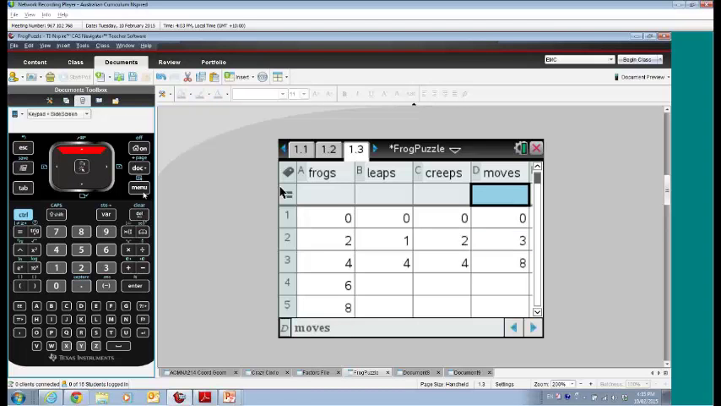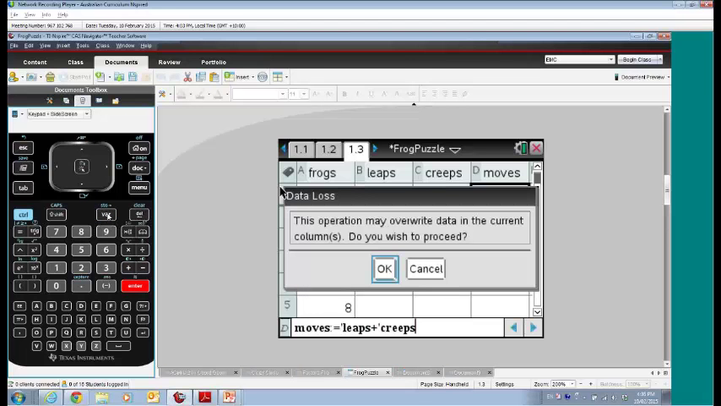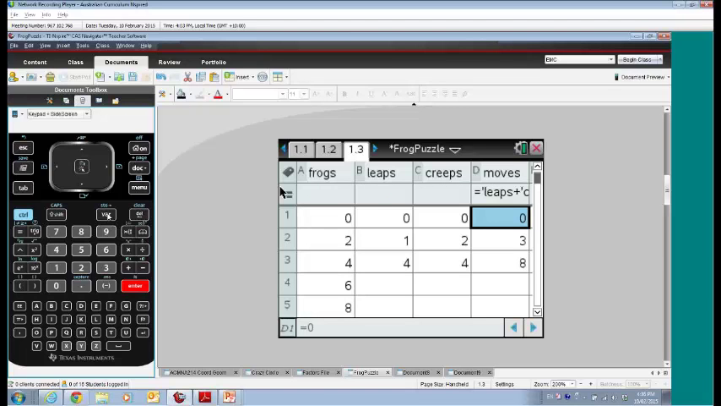There's a much easier way, and I prefer this way in this particular one because it refers to the number of moves. So now I can say, well, the number of moves, and I'm just pressing the variable button, is equal to the number of leaps plus the number of creeps. And it's warning us that we're going to overwrite the stuff we've already done. That's fine. You can see it doesn't look any different at all.